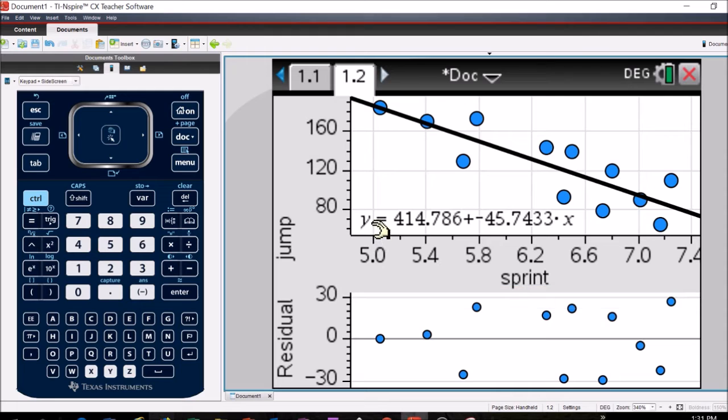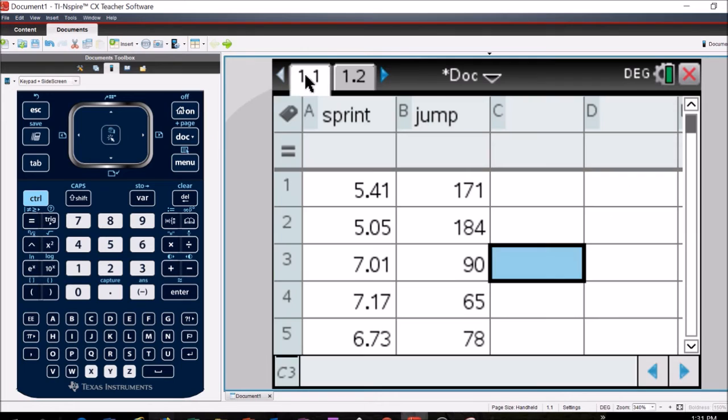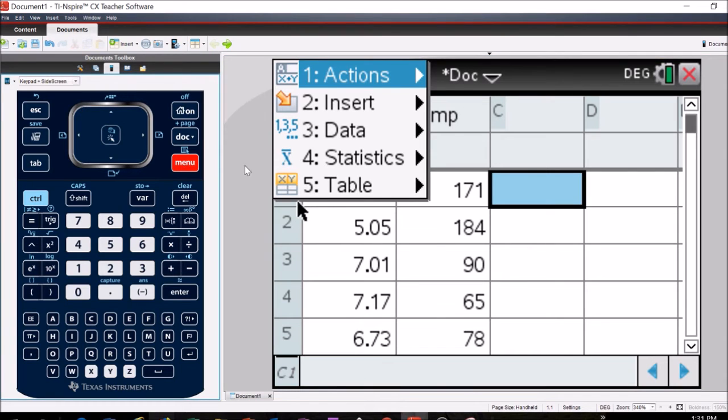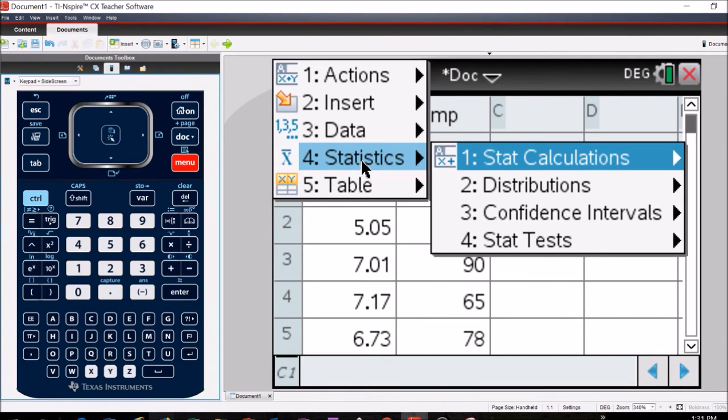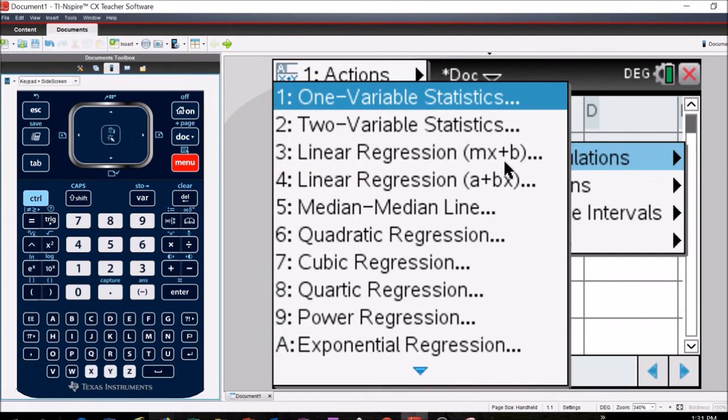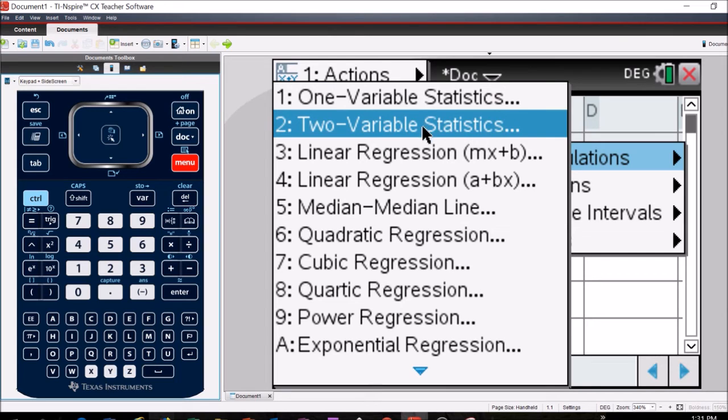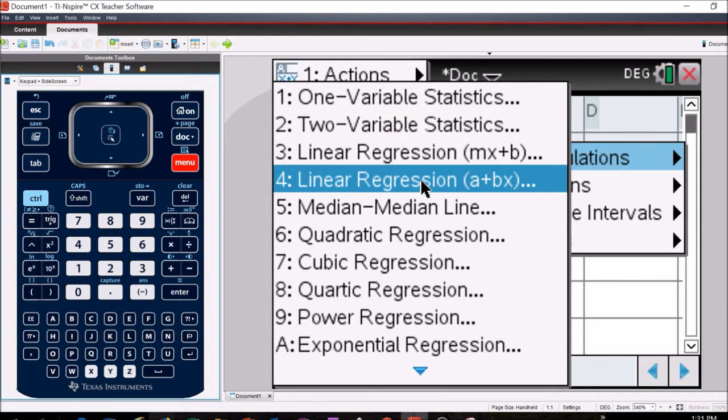Okay? All right. Let's take our mouse, use this mouse pad over here, go back to the top, to 1.1, and I want to show you another command that you can do in here. Go to cell C1. From C1, let's go to the menu, and let's go do some statistics. We're going to look at a stat calculation, and the one we're going to do is two variable statistics. No, let's do linear regression. We did linear regression a minute ago. Let's do the table version. That's the exact same command we just used on the graph a minute ago.